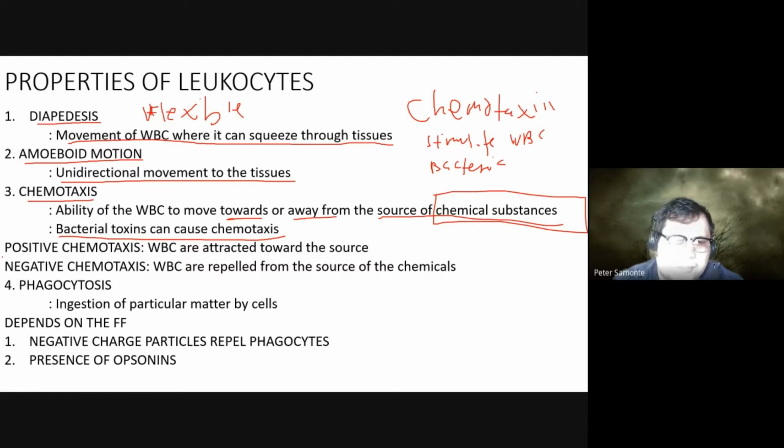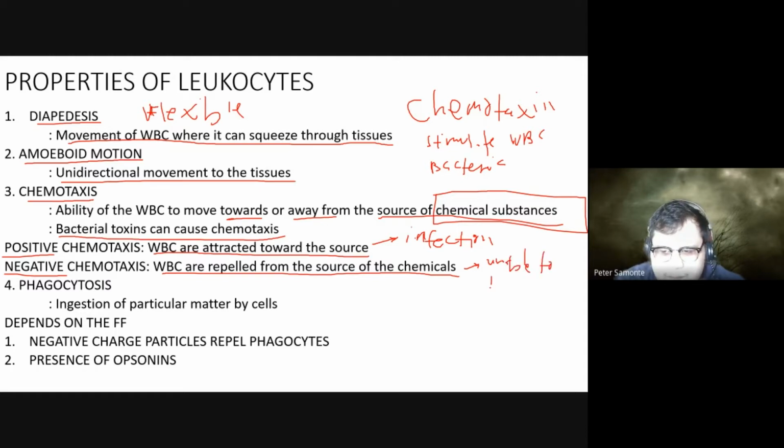Now, there are two types of chemotaxis. We have the positive and the negative. Now, your positive is wherein the WBC are attracted to the source. Now, this would happen if there is an infection. Now, a negative chemotaxis is wherein WBC are repelled from the source of the chemical. Now, in this case, class, they are unable to kill the organism, the microorganism.